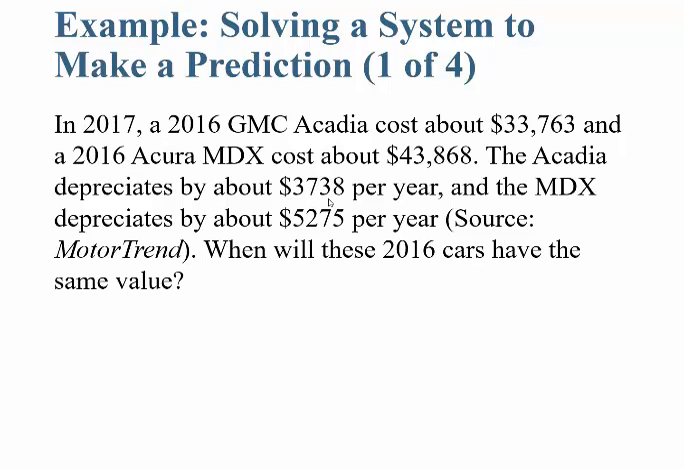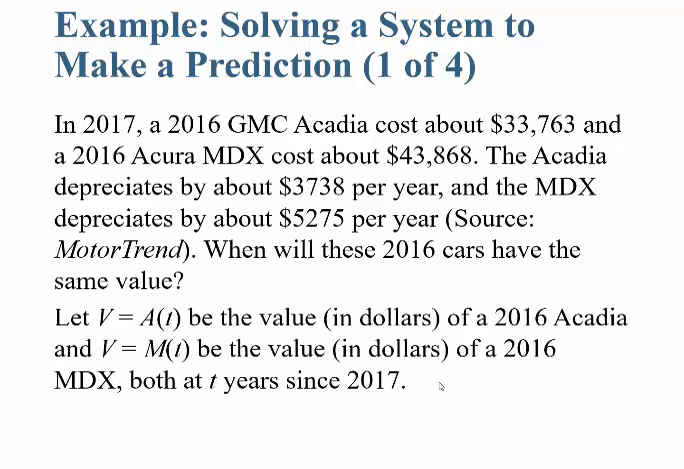All right, let's do one more. In 2017, a 2016 GMC Acadia cost about $33,763, and a 2016 Acura MDX cost about $43,868. Now we're going to talk about how much they depreciate in value. The Acadia depreciates by about $3,738 per year, and the MDX depreciates by about $5,275 per year. When will these 2016 cars have the same value? Notice that the MDX costs more but depreciates by more. The Acadia costs less but depreciates by less.